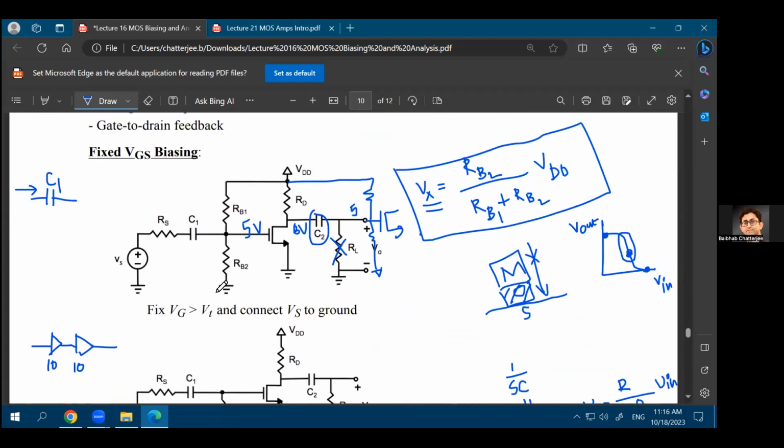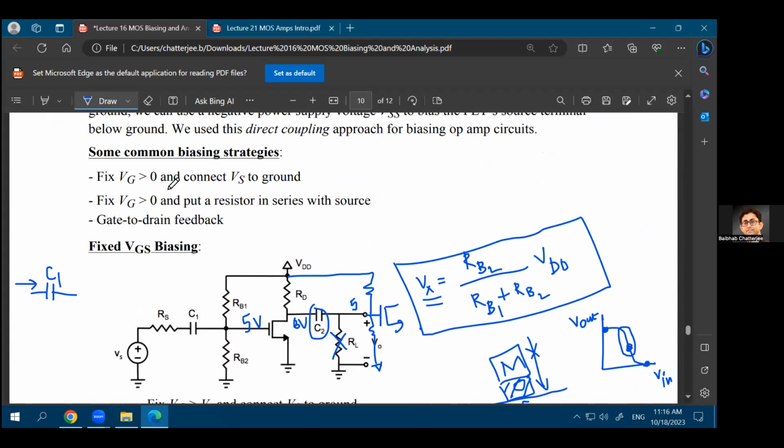Okay. So this is one strategy. So there are some common biasing strategies.